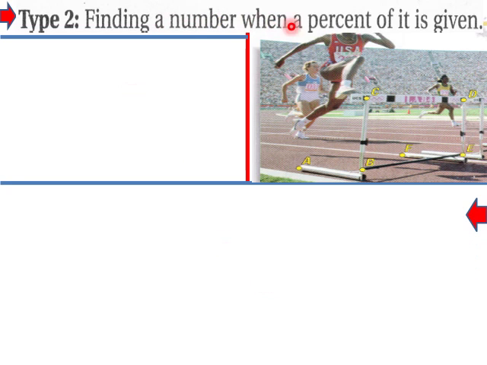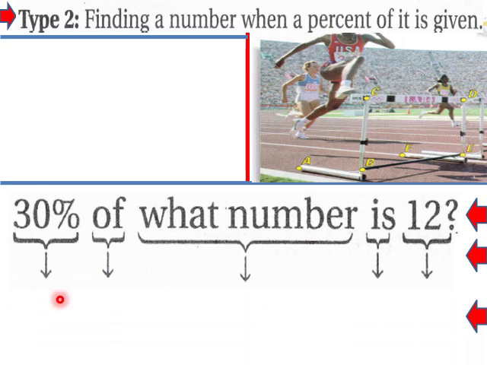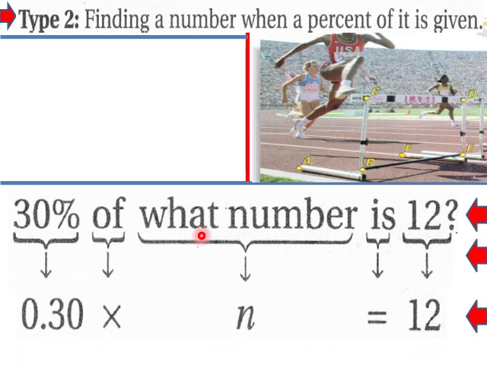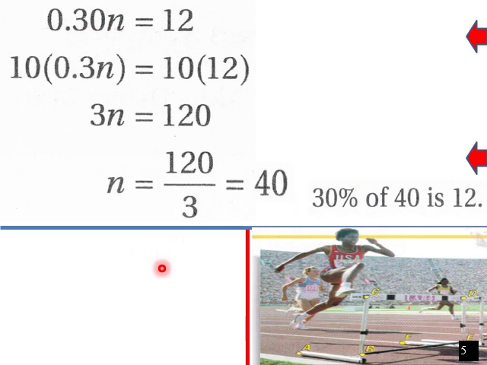So finding a number when a percent of it is given: 30% of what number is 12? So again, here's our verbal model, then our algebraic expression plugged in after the verbal model. And then here is our further algebra to solve for 30% of n equals 12.